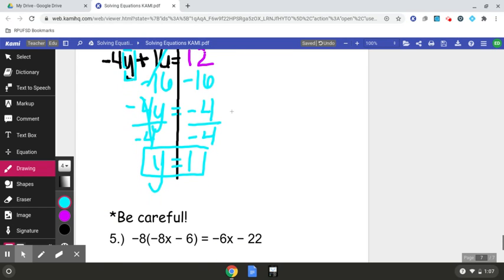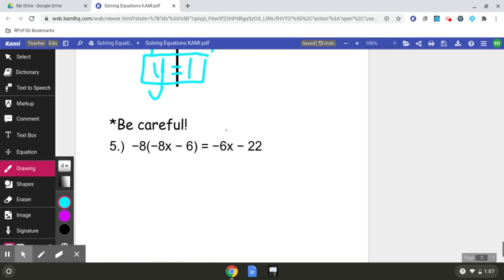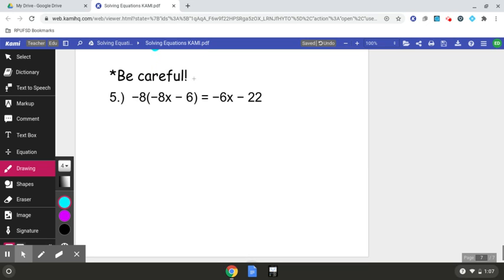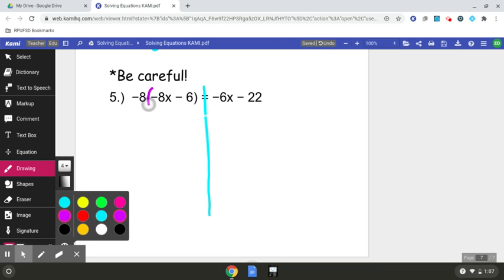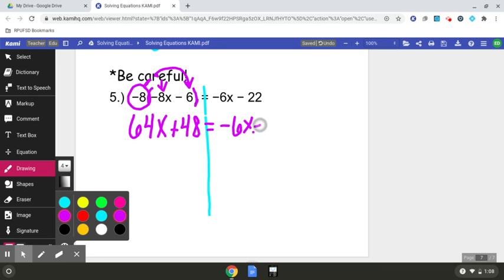Okay, so now we involve basically all of our steps. So let's try this one. And again, be careful. We have a lot of terms here. So we're going to draw our line down our equal sign. We see parentheses here. So to get rid of those parentheses, we are going to distribute. The number we're going to distribute here is that negative 8. So negative 8 times a negative 8x would be a positive 64x. Negative 8 times negative 6 is positive 48. And on the right side here, I can't combine anything. I can't distribute, so I'm just going to bring it down.